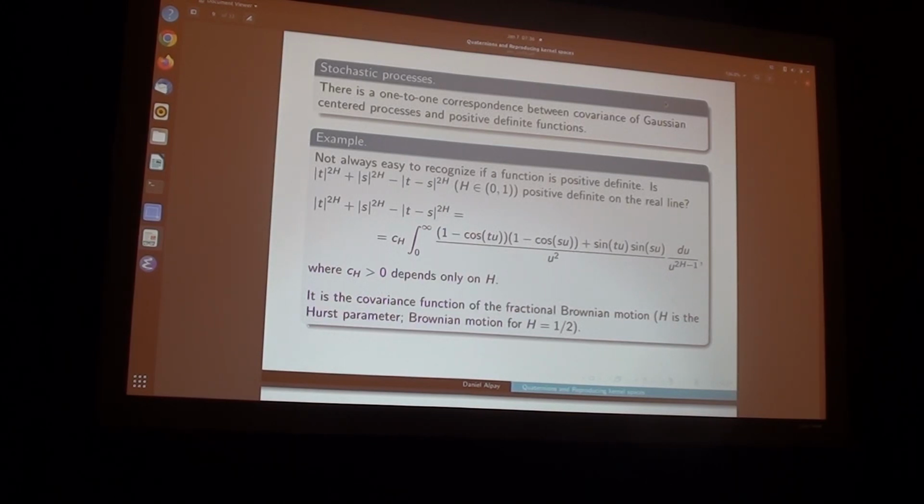And here I wrote an example which is of interest from two points of view. The first point of view is, you look at this function, absolute value of t to the 2h plus absolute value of s to the 2h minus absolute value of s minus t to the 2h, over 2. It's not clear at all that this function should be positive definite on the real line. Here I wrote a representation of this function as an inner product, as a factorization, and from there you can get it. But it's really a trick. It's not always easy to see if a function is positive definite. But I put this example also because it's of interest: it's the covariance function of the fractional Brownian motion, which is also a stochastic process of interest.